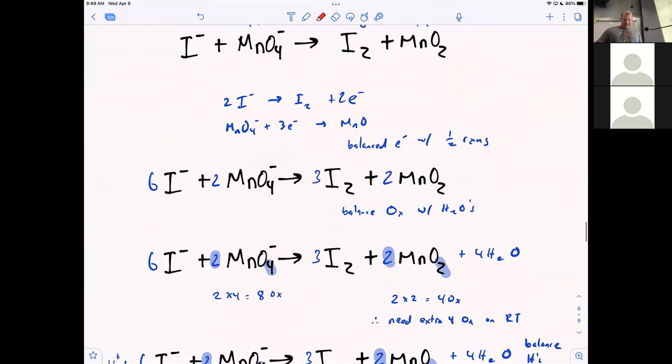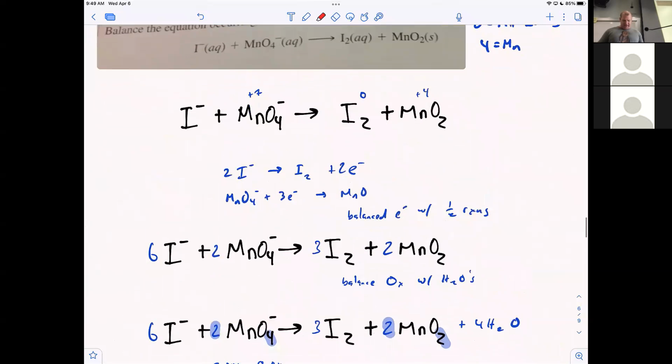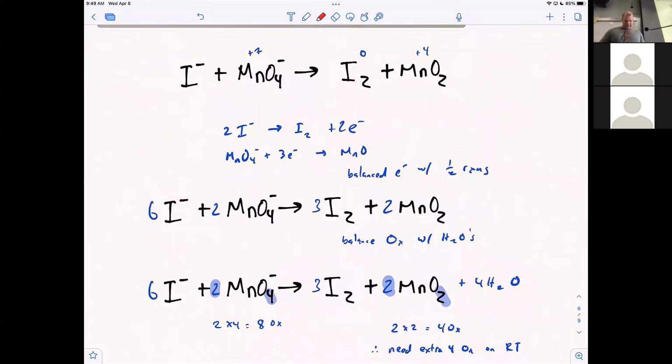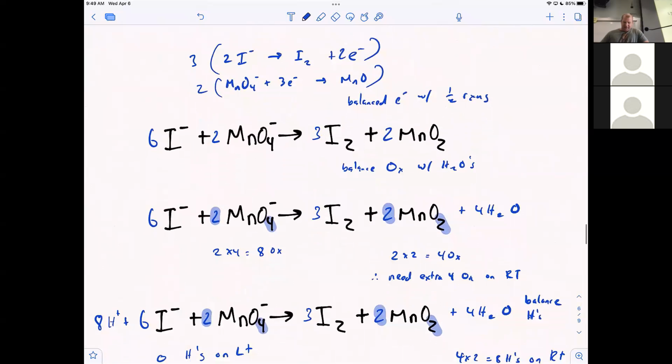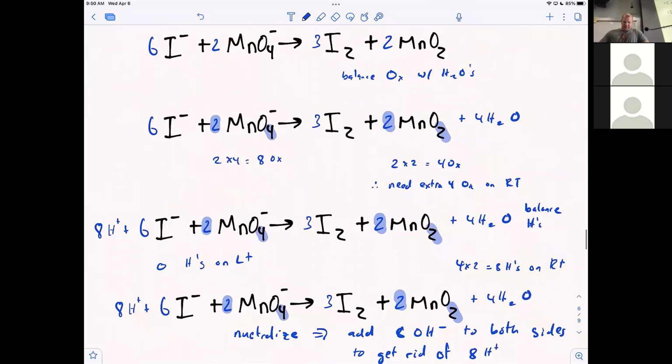So we balance the reactions. We multiply the top equation by 3 and the bottom one by 2. And we get 6 iodides plus 2 permanganates yields 3 iodines and 2 manganese dioxides. So we balance the waters. There are 8 oxygens on the left, 4 oxygens on the right, so we need 4 waters on the right. And 4 waters on the right means there are 8 hydrogens on the right, so you need 8 hydrogens on the left.